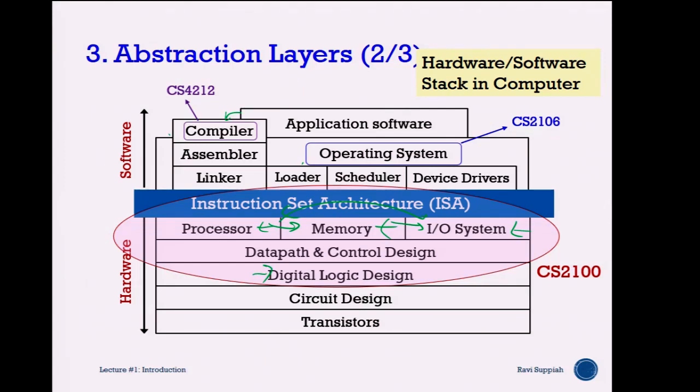Compiler is CS4212 if you're interested. And in this module, CS2100 is the entire ISA going down. That means going towards the processor, datapath, and digital logic design. Of course, from logic design to go to circuit level design, transistor level design is going more and more into the electronics part of it, which we're not going to cover. So we will stop at logic gates. But if you want to dig deeper to transistor level, also can.